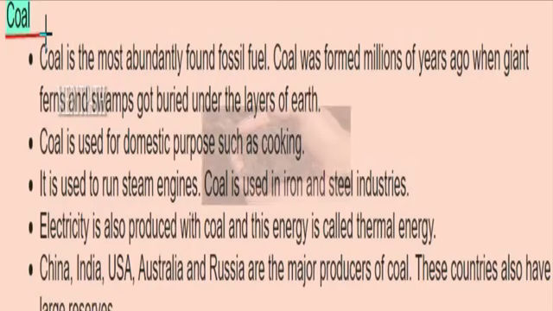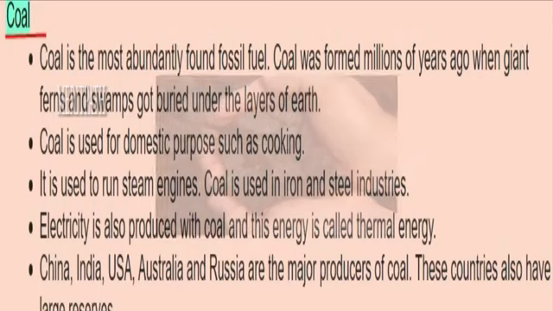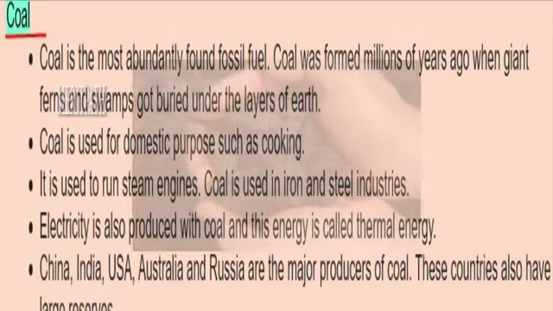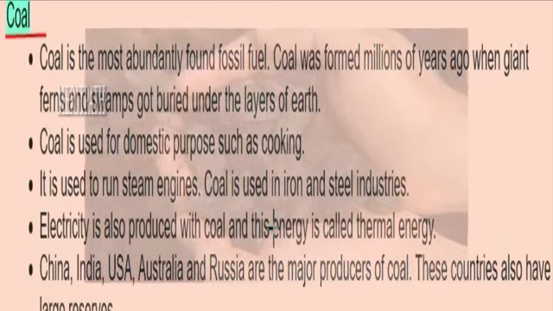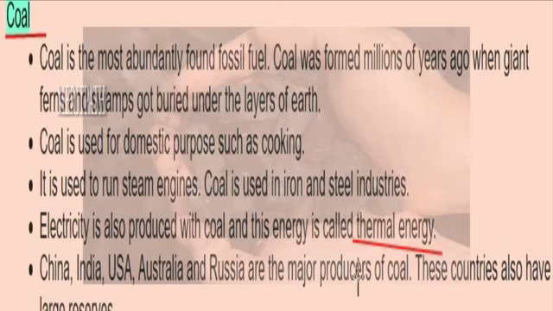Now let us study the most important factor of power resources, that is coal. Coal is the most abundantly found fossil fuel. It was formed millions of years ago when giant ferns, plants and animals were buried under the earth. Coal is used for domestic purposes such as cooking, heating water, etc. We need coal to produce electricity known as thermal energy. Thermal means heat, which is produced by heating of coal. Coal is found beneath the earth's surface. That is why it is referred to as buried sunshine.